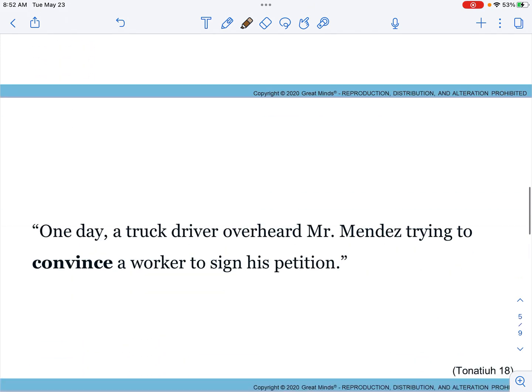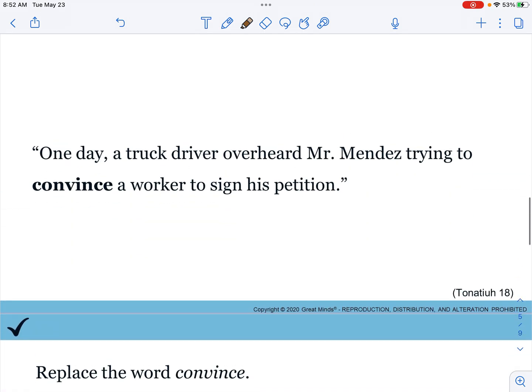Let's look at one more word, and the word is convince. This time I'm going to read from page 18 in our book. I want you to listen for the word convince.